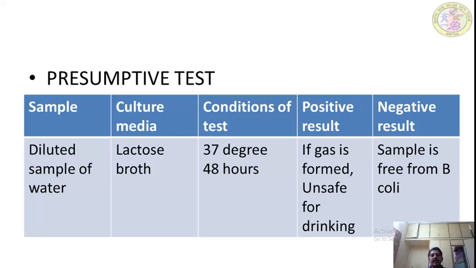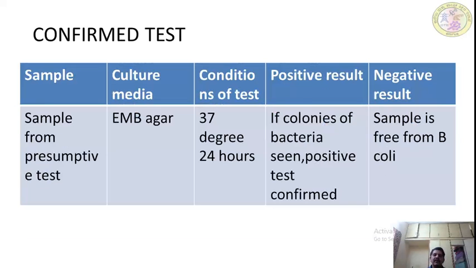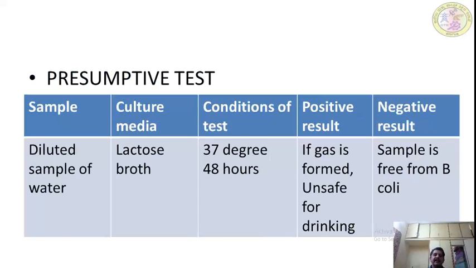So this diluted sample of water is taken and lactose broth is added. This is maintained at a temperature of 37 degrees centigrade for 48 hours. If gas is formed, it is noted down. If there is gas formation, it indicates that E. coli bacteria are present, so it is unsafe for drinking. A positive result means gas is formed and it is unsafe for drinking.